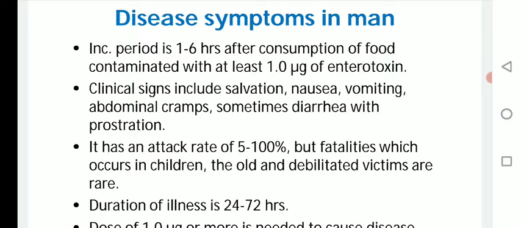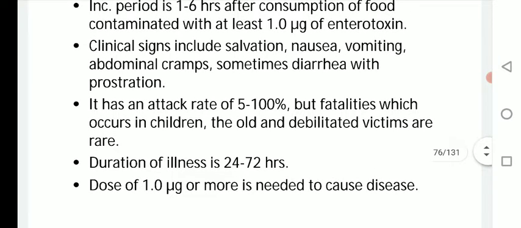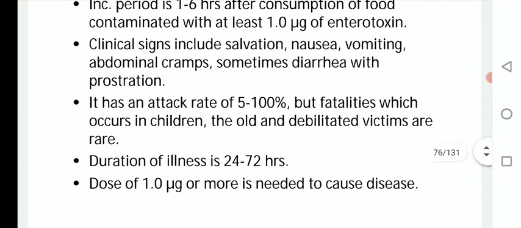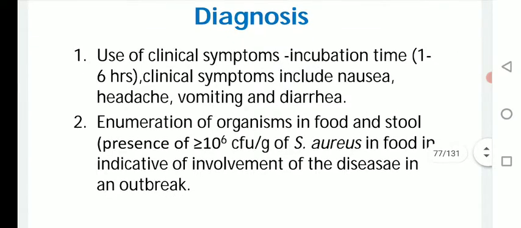Clinical signs include salivation, then nausea, then vomiting, then abdominal cramps and some diarrhea with prostration. It has an attack rate of 5 to 100%, but fatalities, which occur in children, the old and debilitated victims, are rare. The duration of illness lasts for 24 to 72 hours, and a dose of 1 microgram or more is needed to cause disease.